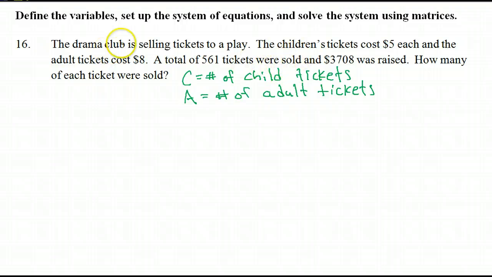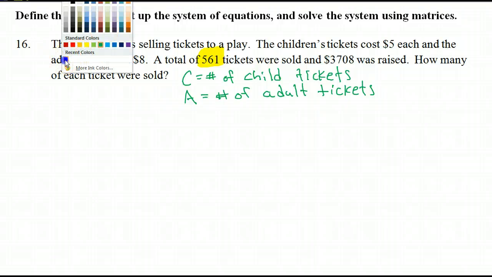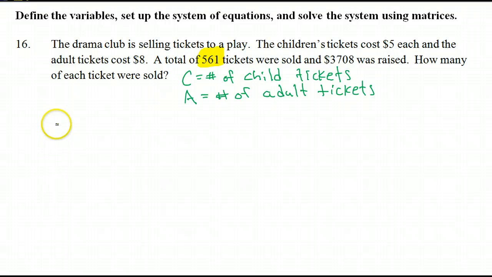Well, there's one equation that's hiding within this number right here, 561. Total of 561 tickets. Some of the tickets were child tickets, some were adult tickets, but the total is 561. That immediately suggests the equation C plus A should equal 561. We got some of these and we got some of these. The total has to be 561.